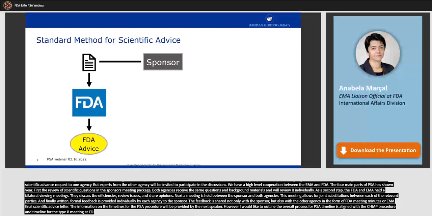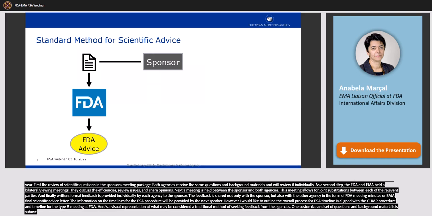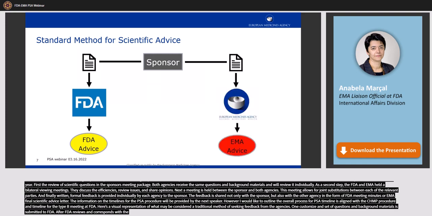Here is a visual representation of what may be considered a traditional method of seeking feedback from the agencies. One customized set of questions and background materials is submitted to FDA. After FDA reviews and corresponds with the sponsor, FDA issues its advice. Similarly, when seeking feedback from EMA, the sponsor submits a customized set of questions and background materials. EMA reviews and issues its own advice.